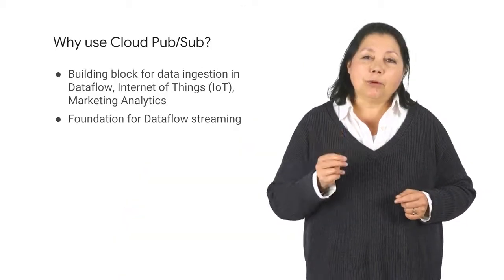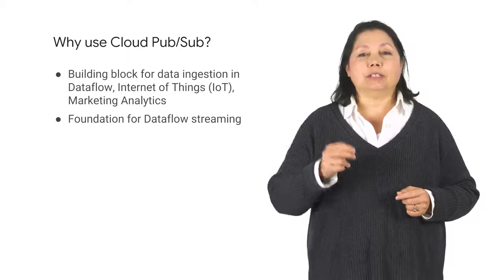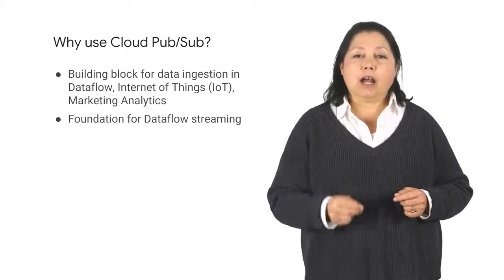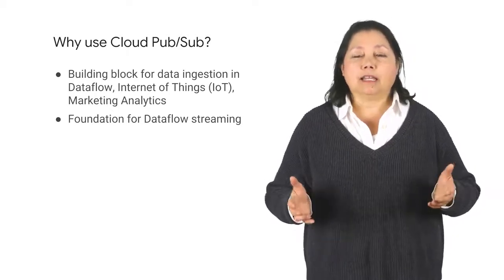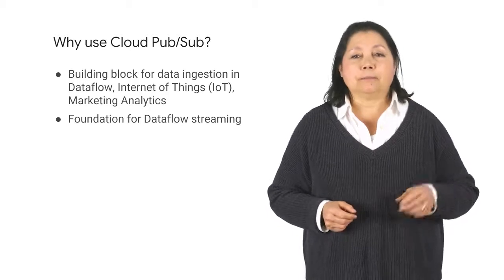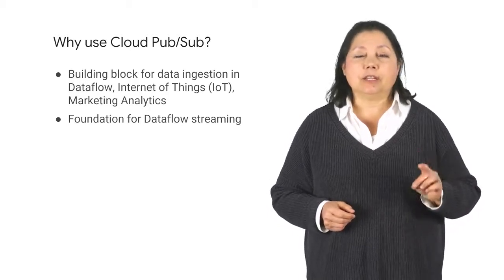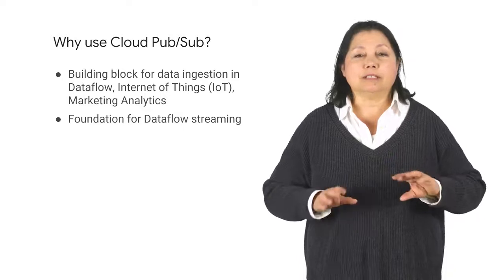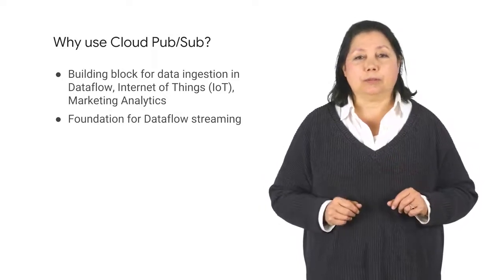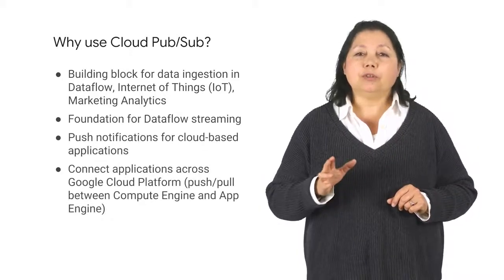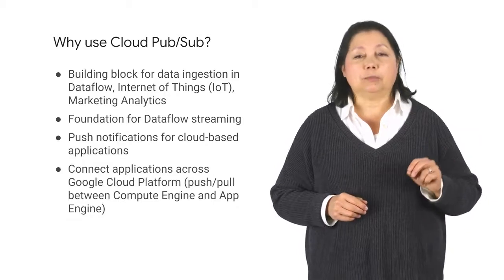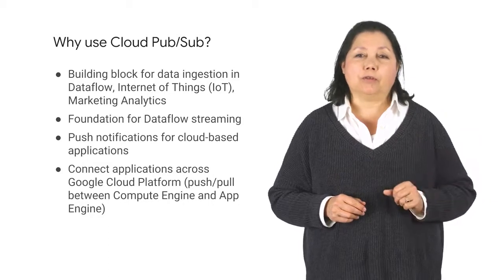Cloud PubSub builds on the same technology Google uses internally. It's an important building block for applications where data arrives at high and unpredictable rates, like Internet of Things systems. If you're analyzing streaming data, Cloud Data Flow is a natural pairing with PubSub. PubSub also works well with applications built on GCP's compute platforms.